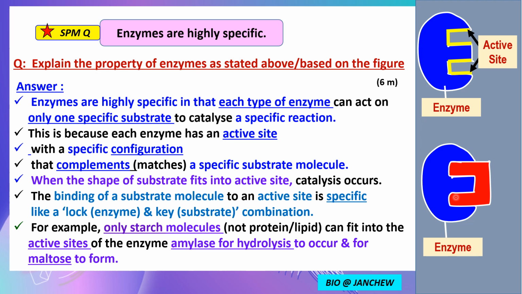So give an example. For example, only starch molecules and not other substrates like protein or lipid can fit into the active sites of the enzyme amylase for hydrolysis to occur and for maltose to form. Starch molecules are the ones that can fit into the active sites of the enzyme amylase. So the reaction occurs, where the amylase will break down the starch molecules into maltose.